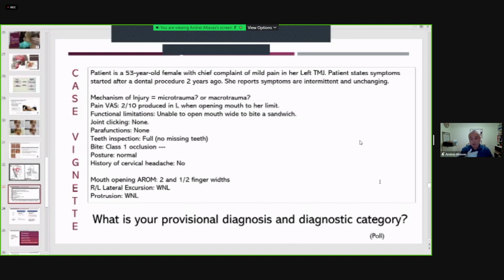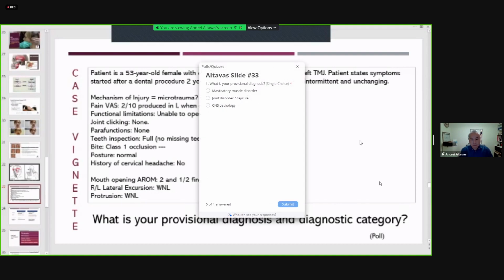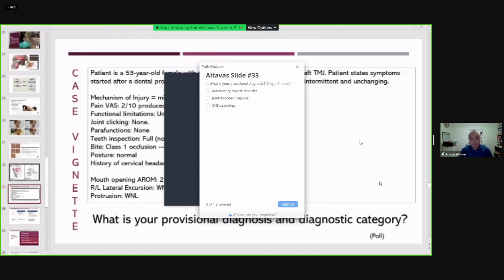Now, I want to ask everyone, what is your provisional diagnosis? What I want you to tell me is, is it a muscle problem? Is it a joint problem? Or is it a CNS pathology?